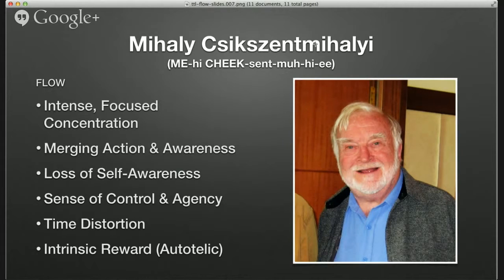The sense of control that you have. The time distortion is the obvious one. Wow, time flies when you're having fun. We all know this. And then the sense that the activity has an intrinsic reward. So the idea of flow is to bring these characteristics about and figure out the ways to make that happen.